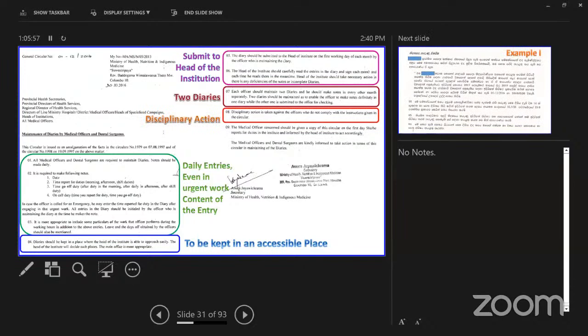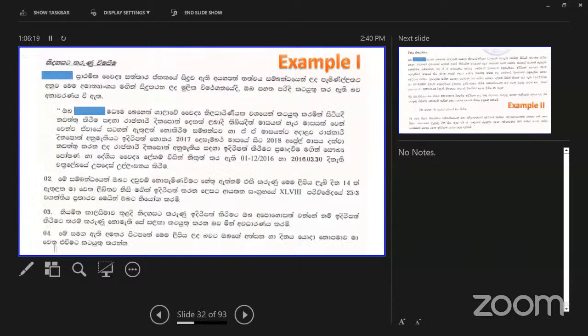Disciplinary action is taken against officers who do not comply with the instructions given in the circular. It's the most frequent, most common thing to get entangled with a disciplinary action in the Ministry of Health. So be careful, even as an intern officer. Make sure you adhere to the contents of this circular. So these are some examples. Not maintaining two diaries is the reason for the initiation of this disciplinary procedure.